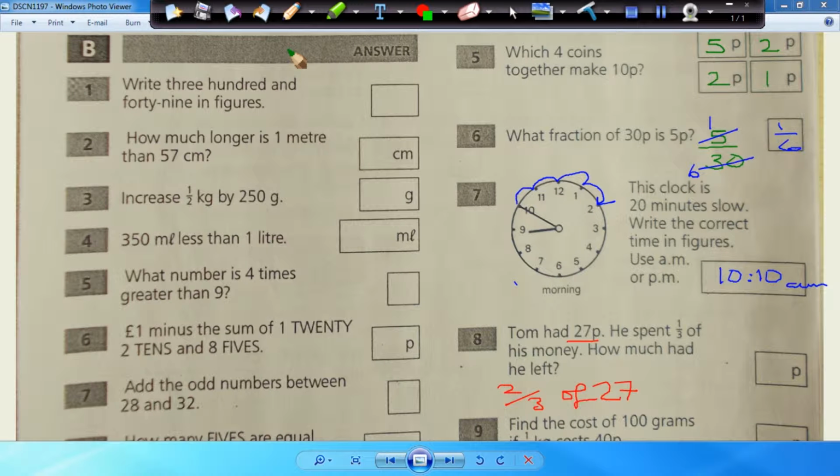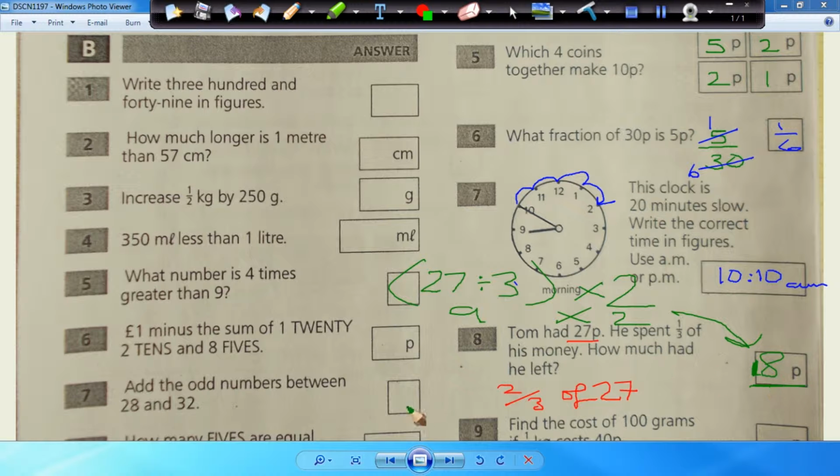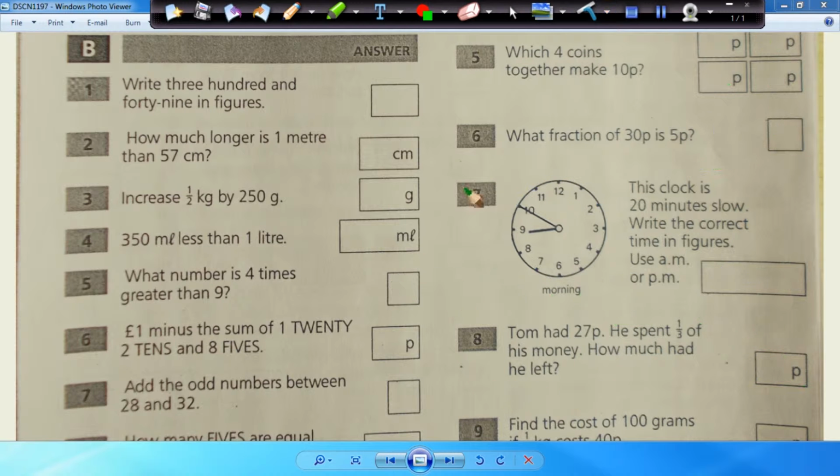Okay, Qasim, how do you work out 2/3? What do we do? First of all, work out 1/3. You divide by the bottom number, and then you multiply by the top number. So you work out a third and double it. So what's 27 divided by 3? 9. And what's 9 times 2? 18. So how much did you have left over? 18 pence. Okay, so that question requires you to do some calculation. Right, let's move up.